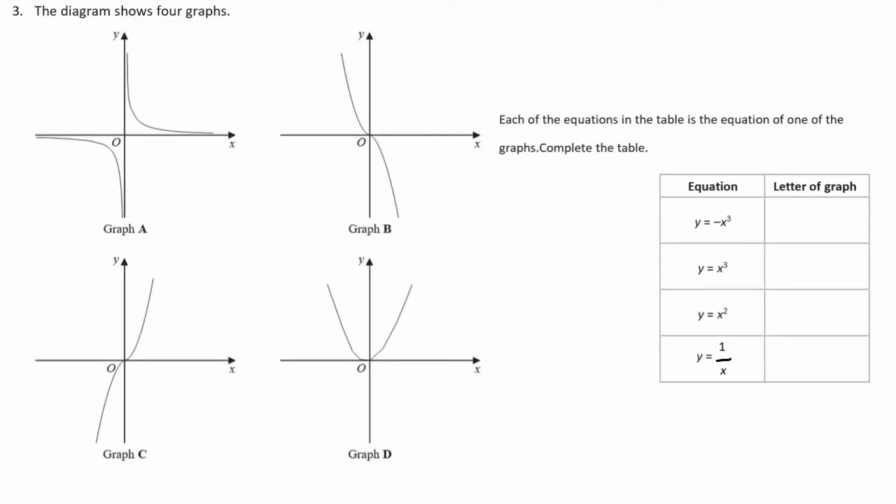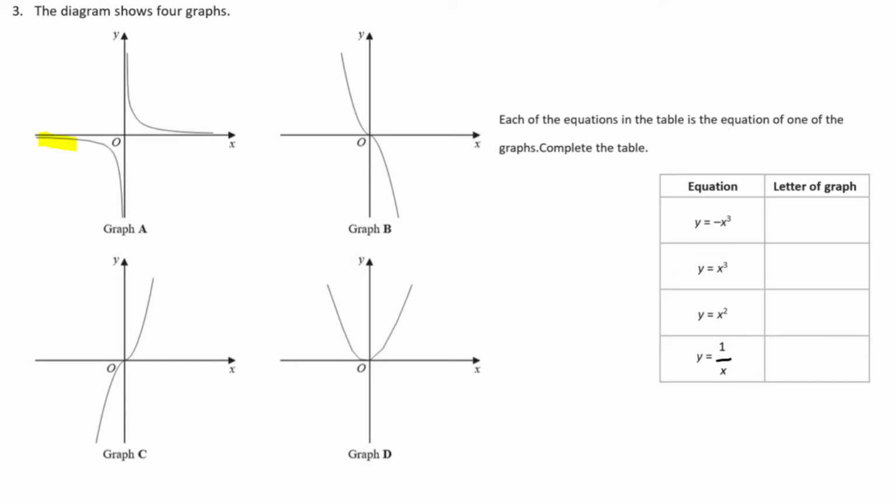Question 3, the diagram shows 4 graphs. Each of the equations in the table is an equation of one of the graphs. Complete the table. Okay, so I'm just going to have a look at these graphs one at a time and see if I can work out what its graph type is, and then match it to the equation down there. Okay, so graph A to start with.